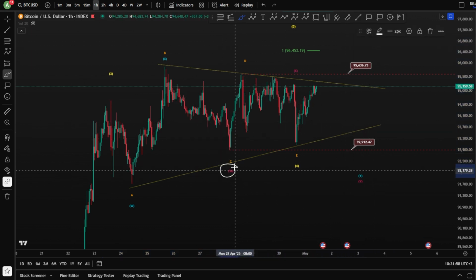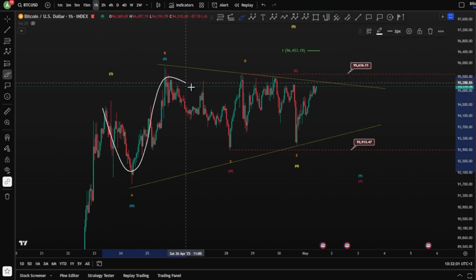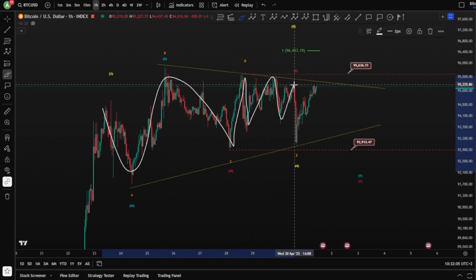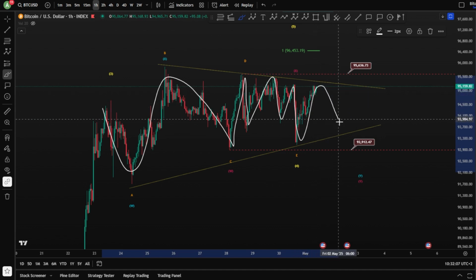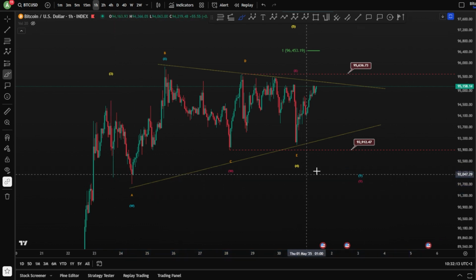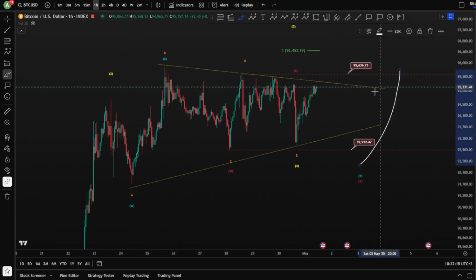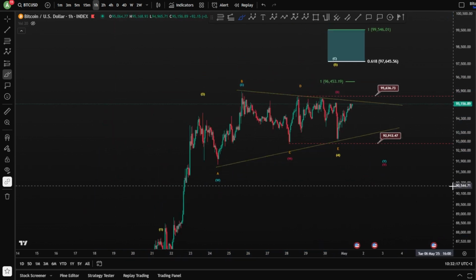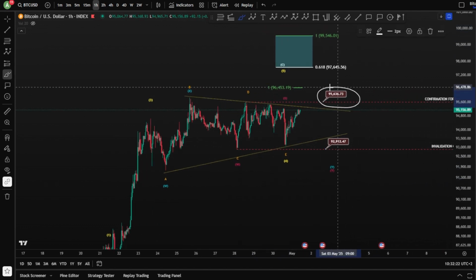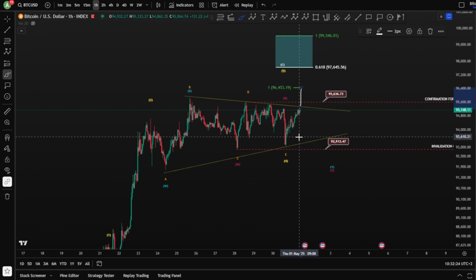The final scenario is the magenta, where you are looking for a bigger W here, an X with a triangle, and then you're looking for another structure for a wave Y to finish somewhere by potentially taking the low, and then moving toward the upside. What you would like to see as a bullish scenario here is breaking the 95K 600 to say that you started to break out.